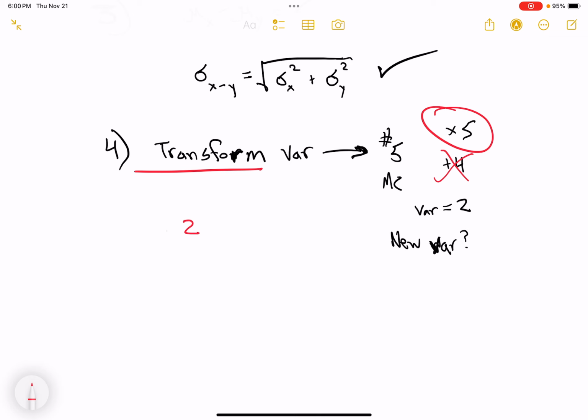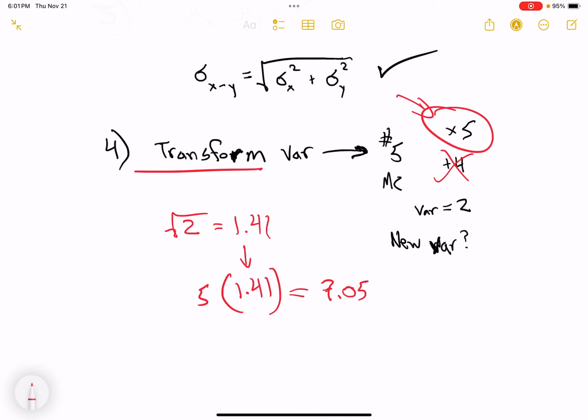So first we have to take 2 and take the square root of it, right? That gives us about 1.41. Then we can multiply 1.41 by 5 because we want to do that transformation, right? And that gives us another value. I'm going to check it. You should check it alongside me, okay? That gives me 7.05.